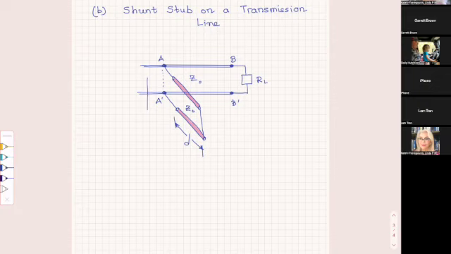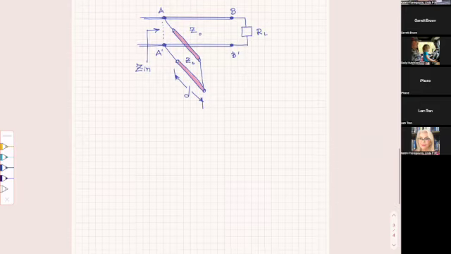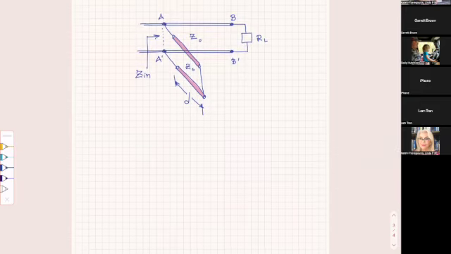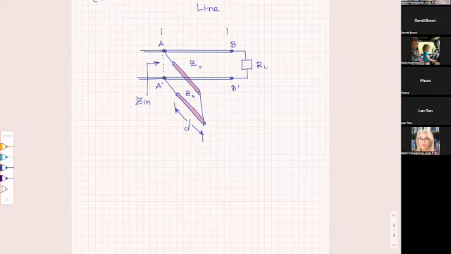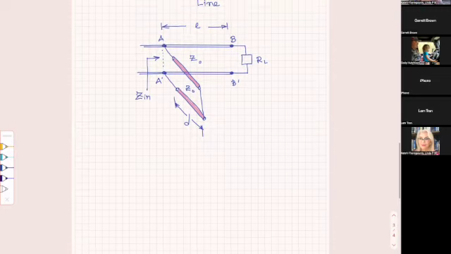And here we want to find the input impedance at A prime. So how we're going to do that is the following. Let's assume that this distance is also L. So find the input.